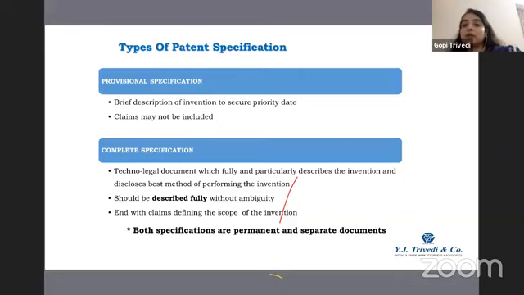Now, the complete specification, which has to be fully and properly written, must describe the invention, its scope, its claims, etc. This is referred to as the complete specification. The one point I've tried to highlight is that both specifications are permanent and they are really separate documents from each other, but the provisional is a base, the complete specification is its extension, and they both should be talking about the same invention or the same scope. If they do not, then the patent application shall not be accepted.